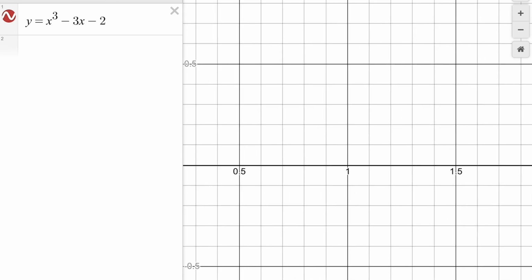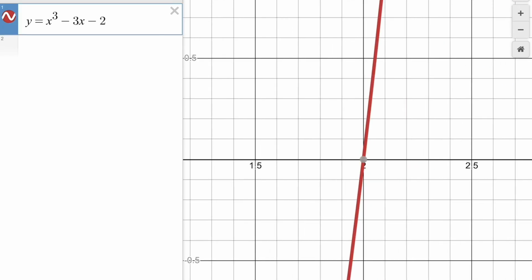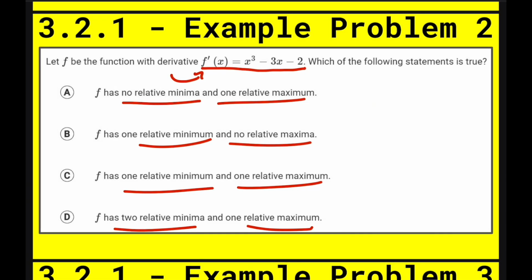Now if we go over here, however, at x equals 2, the derivative clearly goes from negative, because it's underneath the x-axis, and then it goes into a positive. If it goes from negative to positive, that's a relative min, so at x equals 2 it's a relative min. So if we go back to our answer choices, there is a relative min, so A is automatically out of contention, and D is out of contention.